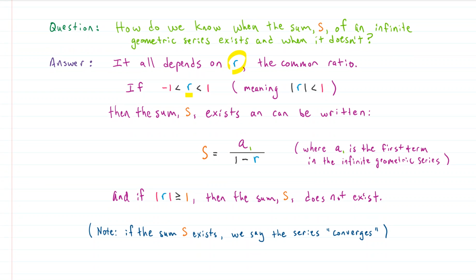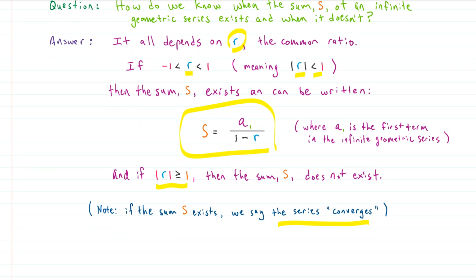If r is between negative 1 and 1, or to say it a different way, if the absolute value of r is less than 1, then the sum exists, and you can write it as S equals a sub 1, which is the first term, divided by 1 minus r, where r is the common ratio. And if the absolute value of the common ratio is bigger than or equal to 1, then the sum doesn't exist. And by the way, if the sum exists, we say that this series converges. A little bit of math lingo for you that you might use later on.